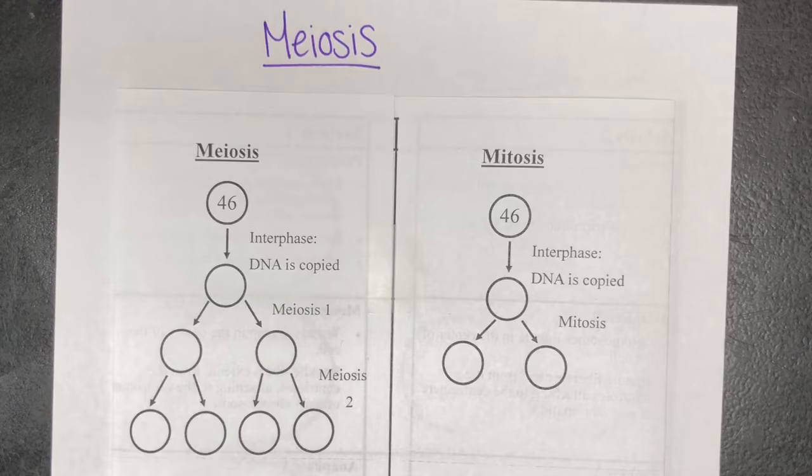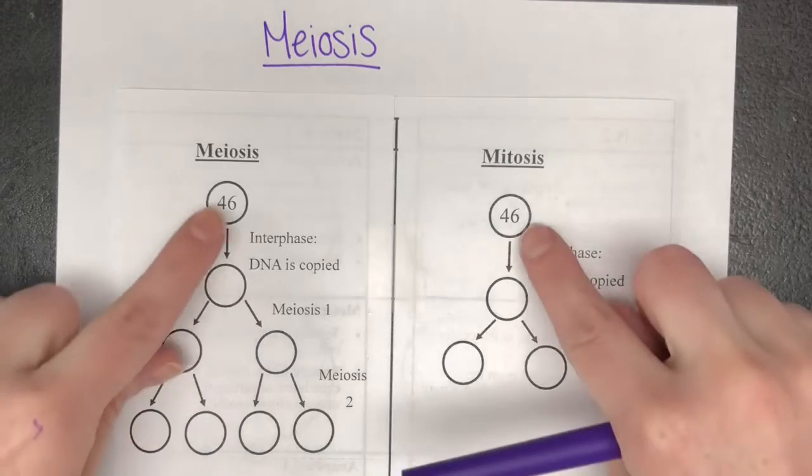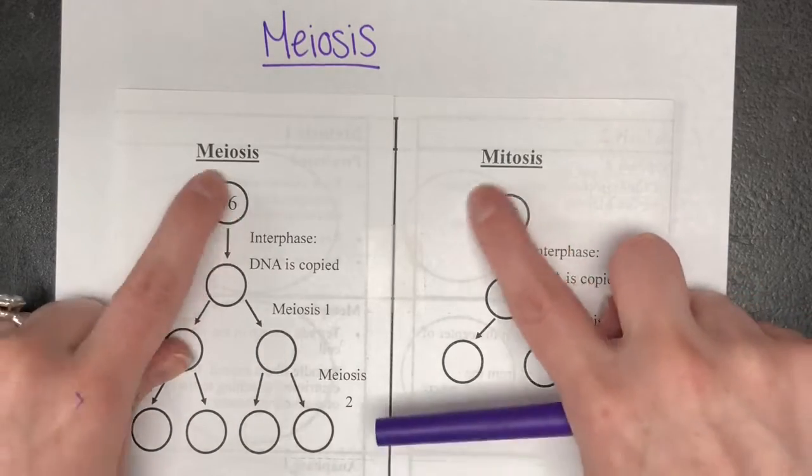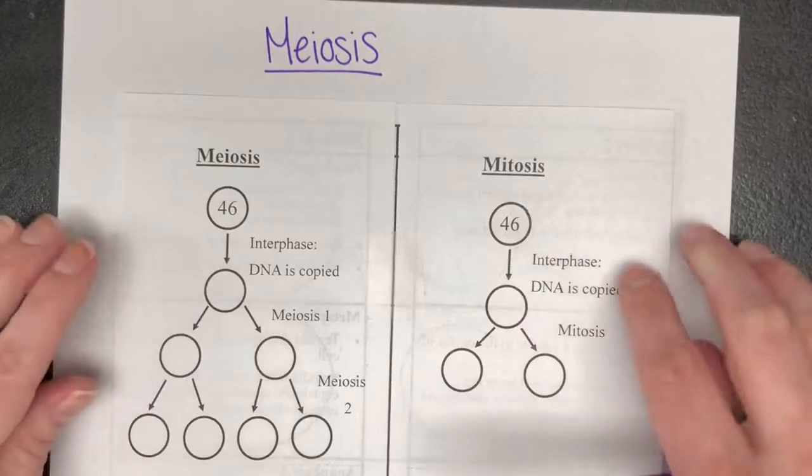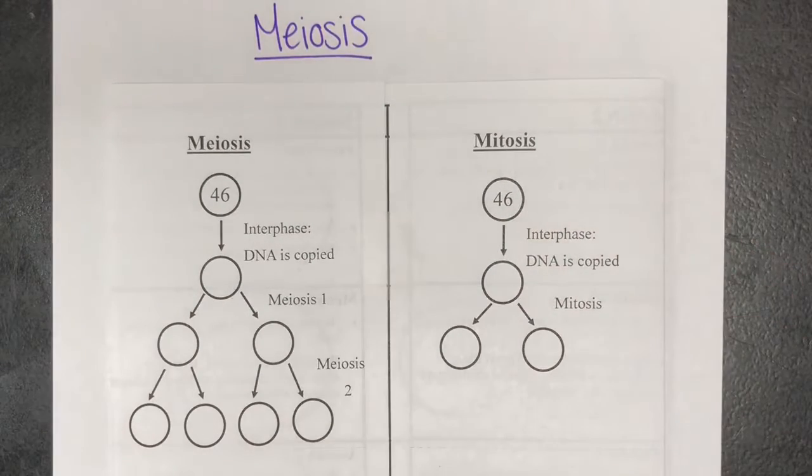So the first thing I'm going to talk about is the difference between meiosis and mitosis. Right here in this first circle is our parent cell. That parent cell for both of these has 46. This is because we're talking about genetics and heredity. We're really talking about humans right now, and humans have 46 chromosomes in all of our body cells, or somatic cells.